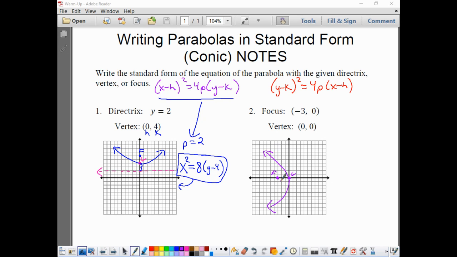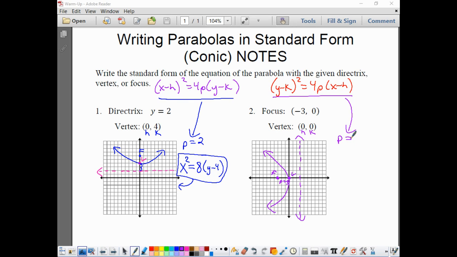I know this p-value here is 3, technically −3 because it's going to the left. So the directrix is going to be 3 units away. That tells me I need to use this equation. I know my vertex is (0, 0), so that's my h and k. I know my value of p, and this is where you've got to be really careful.